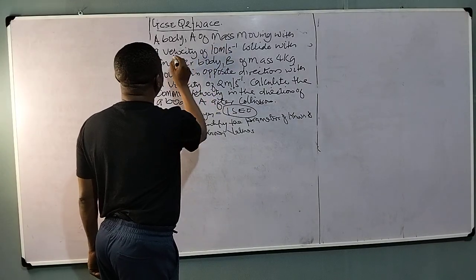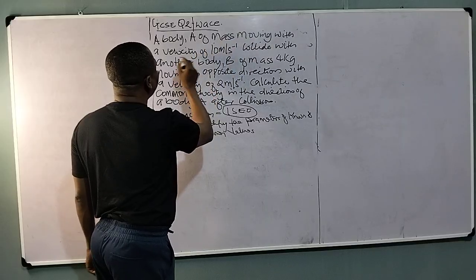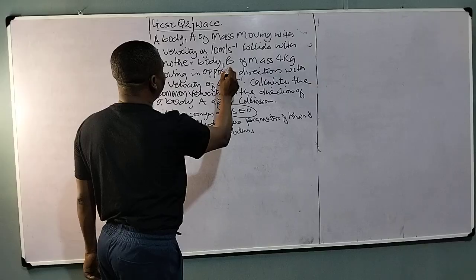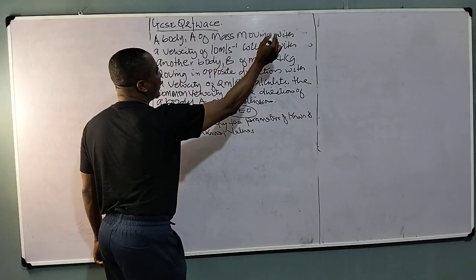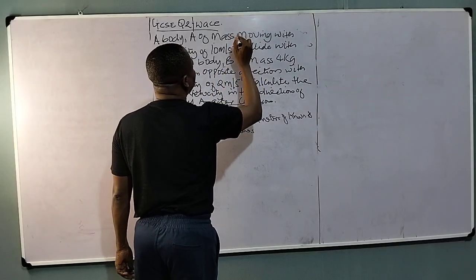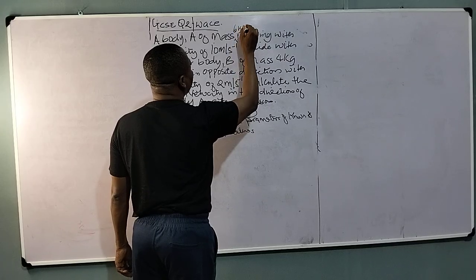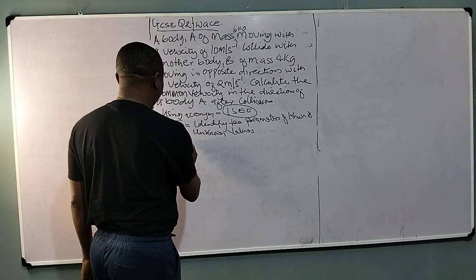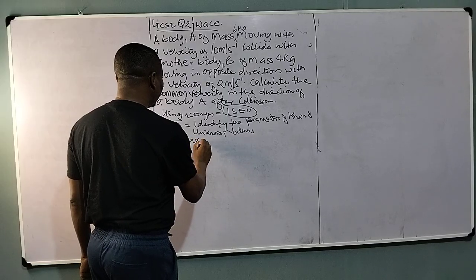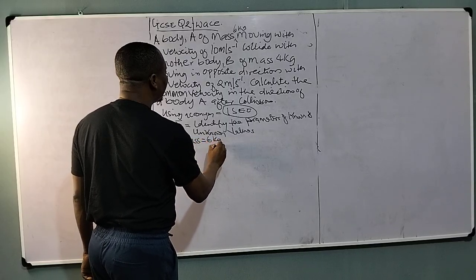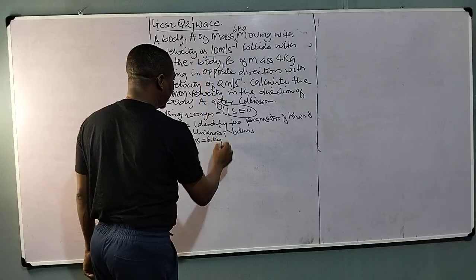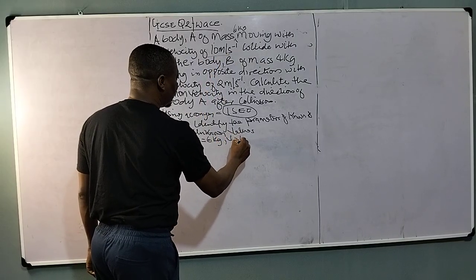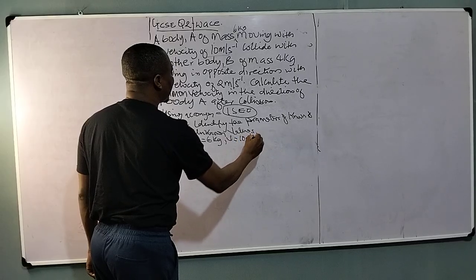Mass is measured in kg. A body of mass moving with a velocity will collide with another body B. A body of mass, this will be the mass, 6 kg. The body of mass 6 kg, what does it mean? We have mass 6 kg moving with a velocity V equals 10 meters per second.